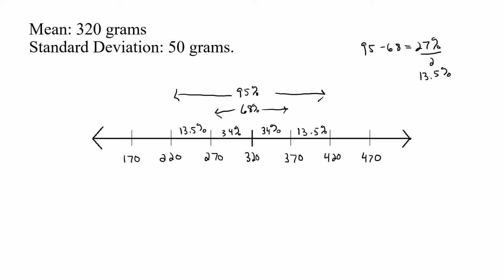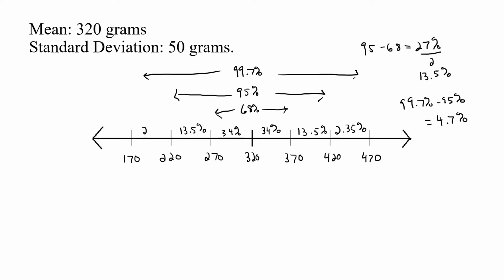Within 3 standard deviations, there's 99.7% of the values. The difference between 99.7 and 95 is 4.7%. And when we split that in half, that tells us that 2.35% will be in each of these 2 areas. And then finally, outside of 3 standard deviations, we only find 0.3%. Dividing that in half, we get 0.15% in the 2 outside regions.